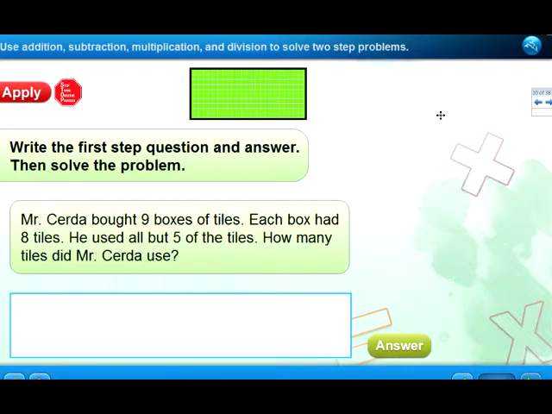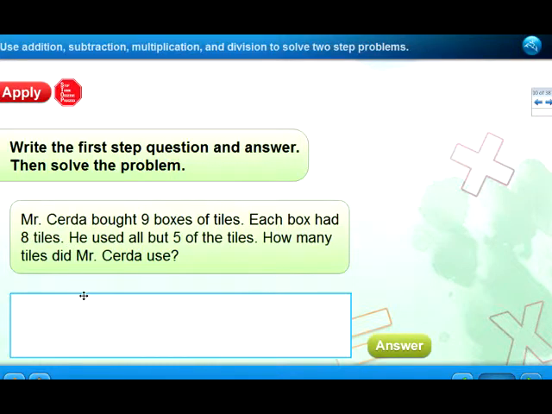Now we're at the apply section, so I really think you should stop, see if you can do this one on your own, and then we'll see if you have the answer correct. Doing it together, Mr. Cedra bought 9 boxes of tiles. So here's my box of tiles. Each box had 8 tiles. He used all but 5 of the tiles.